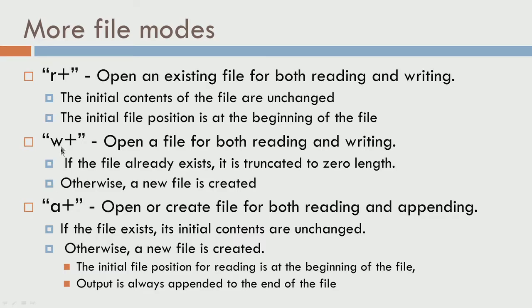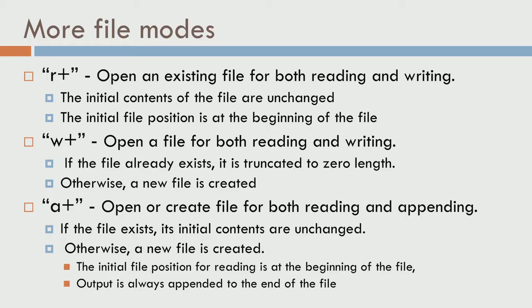Finally, A+ is distinct from W+. This also opens the file for both reading and writing, but if the file exists, its initial contents are unchanged. In that sense, it is similar to R+. Otherwise, it will create a new file. In that sense, it is similar to W+. So, these are 3 other modes in which you can open a file.